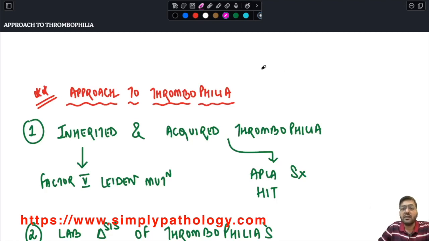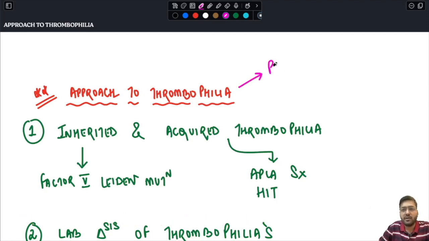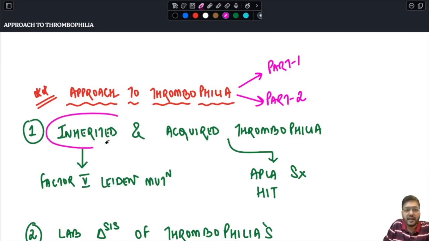Now, this lecture will be divided into two parts, okay? So, it will be taken as part 1 and part 2. In part 1 of this lecture, we are mainly going to discuss what thrombophilia is and what are the different kinds of thrombophilia. We will discuss in detail inherited thrombophilias as well as acquired thrombophilia.